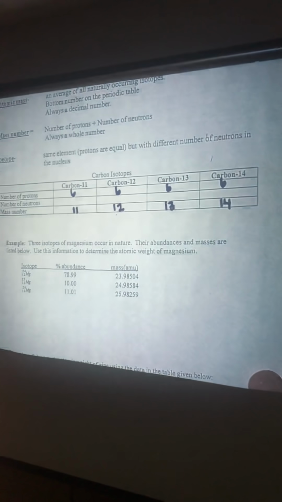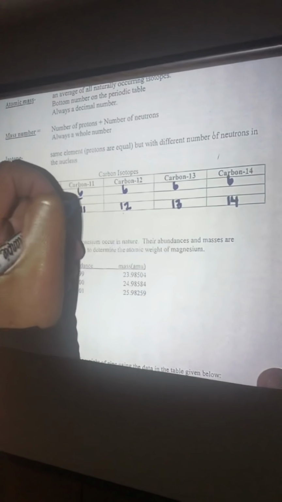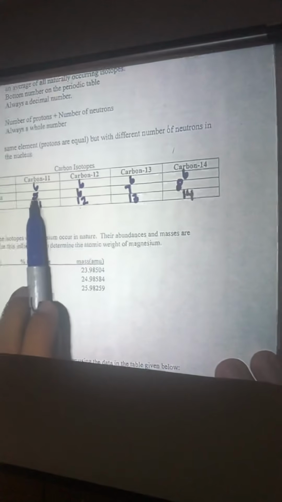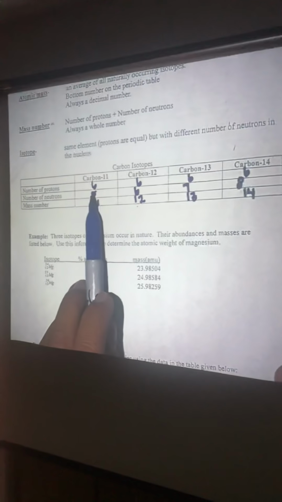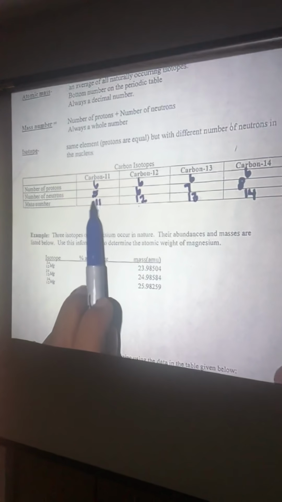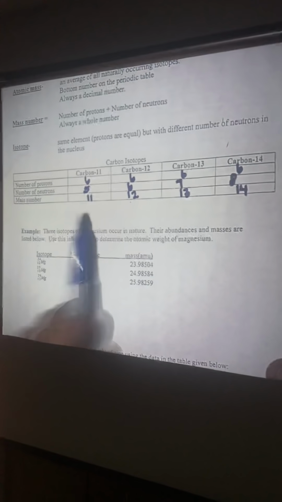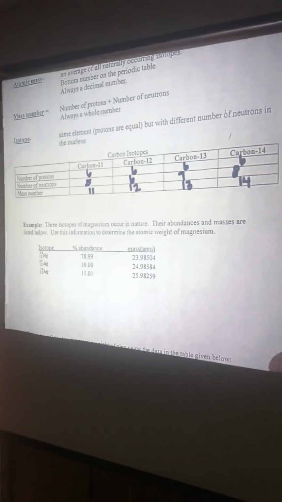So now my neutrons: 11 minus 6 is 5, 12 minus 6 is 6, 13 minus 6 is 7, and 14 minus 6 is 8. As you can see, same number of protons, 6, different number of neutrons, and different mass. So same element, different number of neutrons, an isotope.